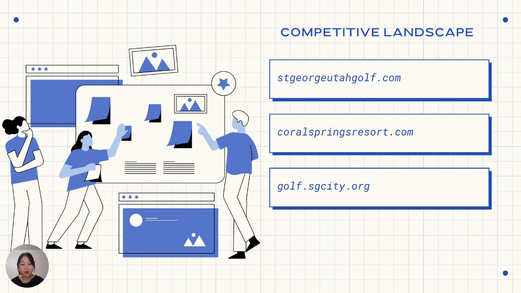CoralSpringsResort.com provides a blog post about golf in St. George, Utah to entice customers to stay with their property. They also offer various blog posts about different activities that their guests can enjoy.